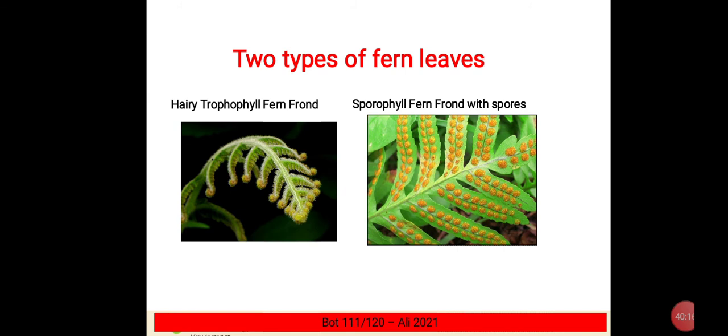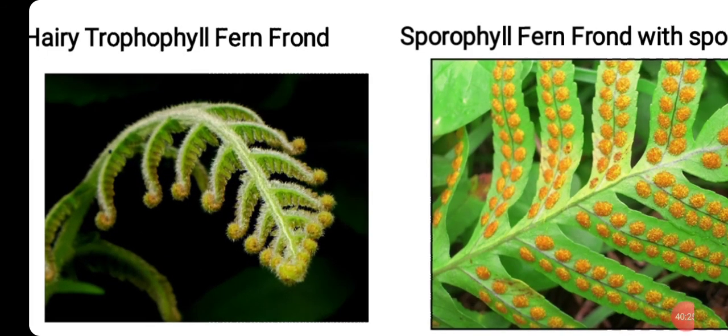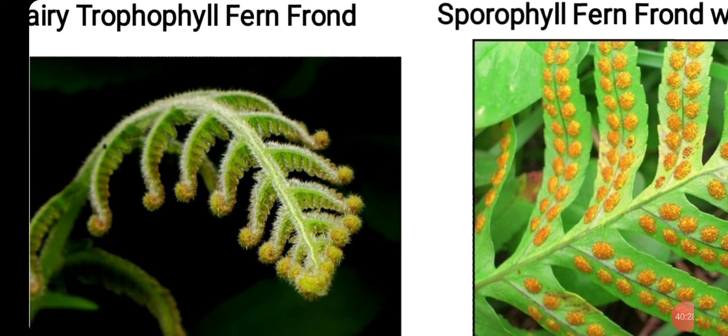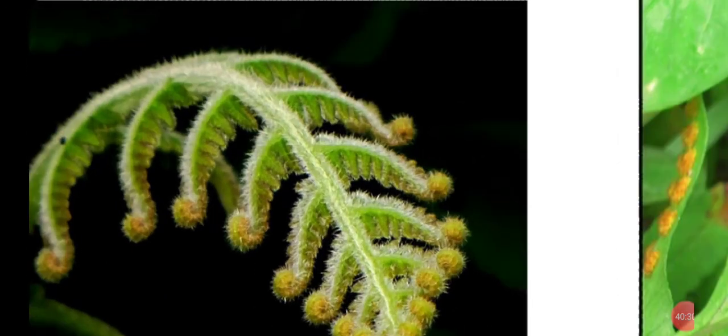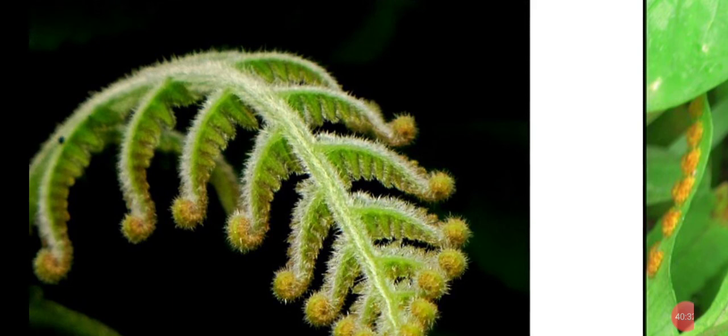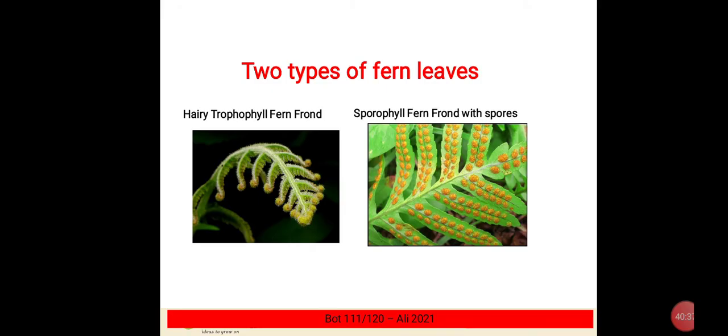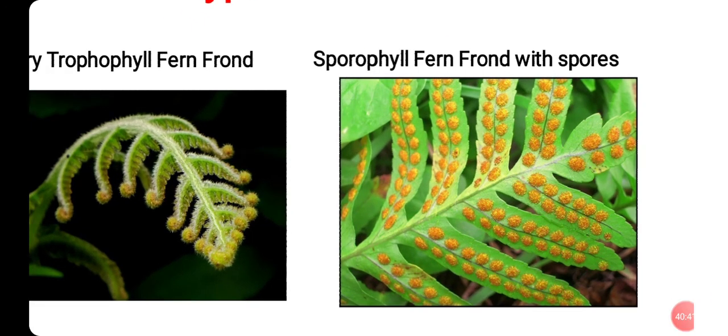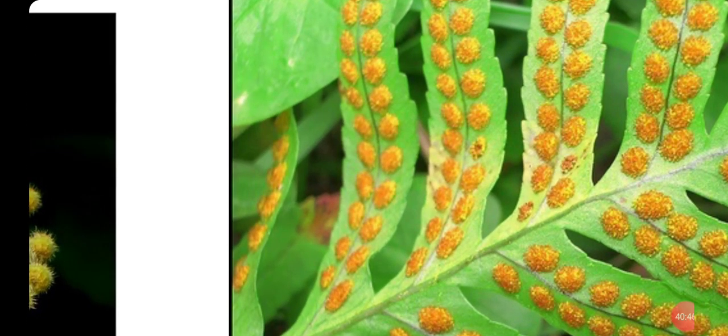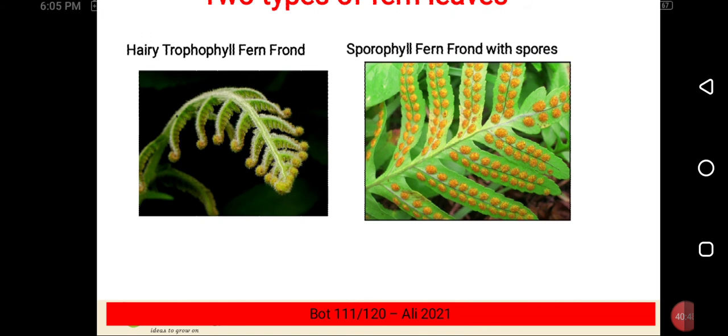Therefore, the first diagram here shows a trophophyll fern frond. The second one shows a sporophyll fern frond. The first one you can see is hairy-like. That's why we call it hairy-like trophophyll fern frond. You can see some structures like hairs. Trophophyll meaning they don't produce spores. Now in the second diagram we have the sporophyll fern frond, meaning that they reproduce by means of spores.